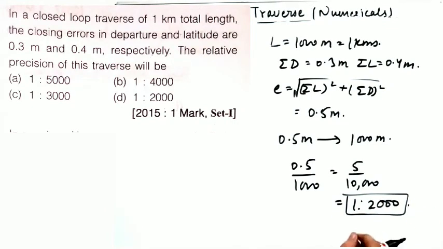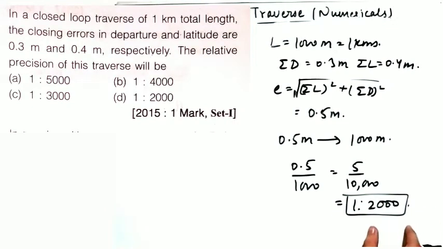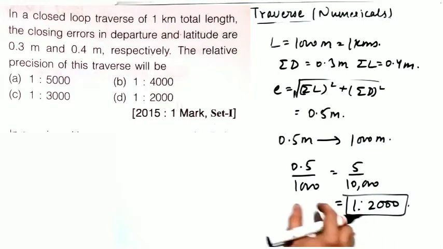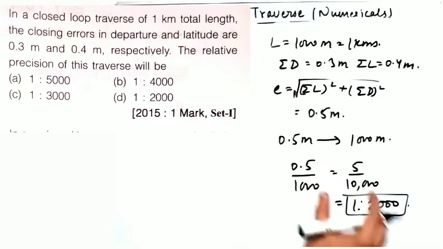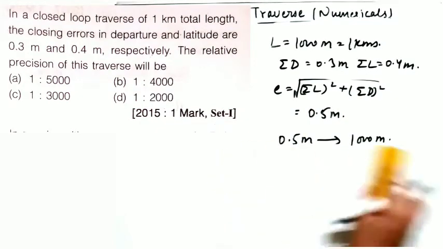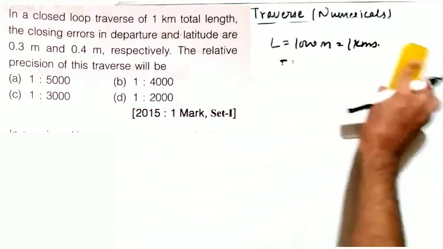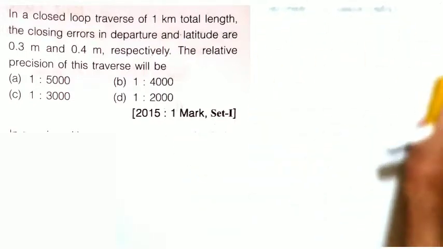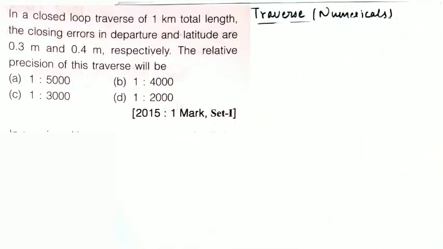That means there is an error of 1 meter in every 2000 meters. Similarly, in 1000 meters, there is an error of 0.5 meter. This is what relative precision means. So next time such a question comes, do not confuse what relative precision is. It has given you options of 1:5000 as well. Do not go for that option.